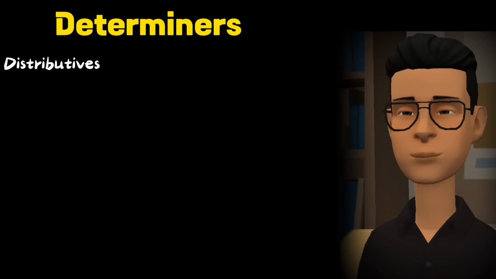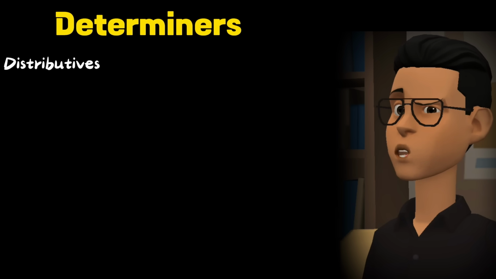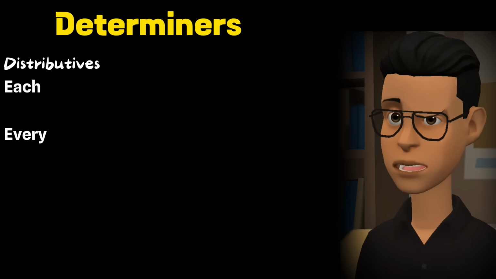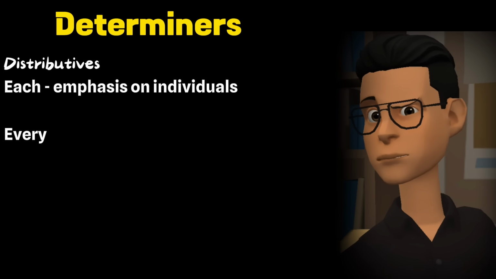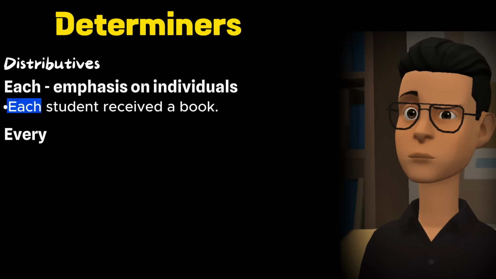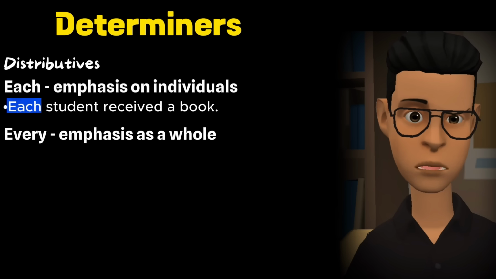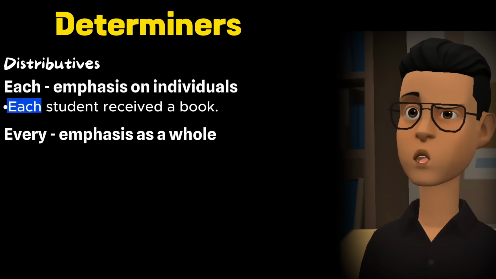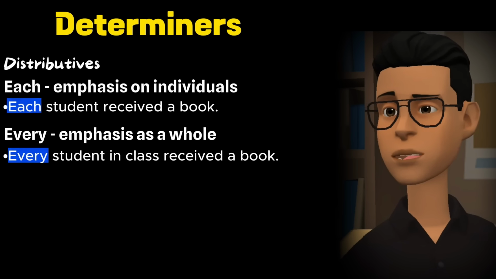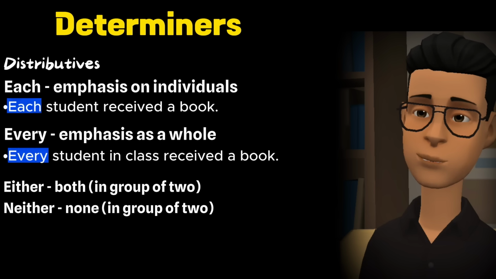Distributive determiners. They refer to members of a group. To refer to individual members of a group, use each and every. What is the difference between each and every? Each is used when you're talking about individual items or people separately. For example, each student received the book. On the other hand, every is used when you're talking about all the items or people as a whole group. For example, every student in the class received the book. If there is a group of two, and if both of them are referred, it's either, and if none of them are referred, then neither.